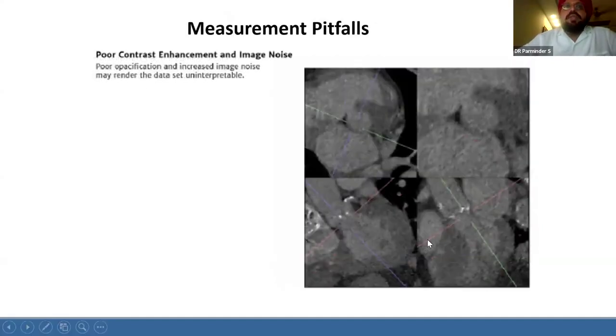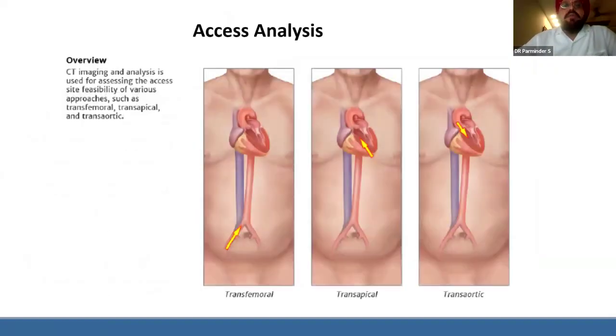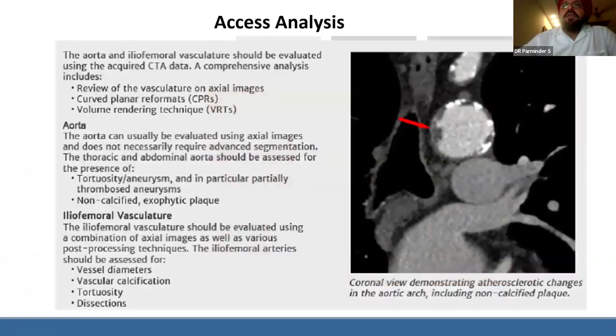And poor contrast, we know that it will add to the noise and we cannot analyze the image properly. So these are the pitfalls which we normally get in our annular or aortic root measurements. Going to the access analysis, we all know most of the cases are done by transfemoral approach, although we can do it transapical, transaortic, or other approaches also. So we will focus on the transfemoral.